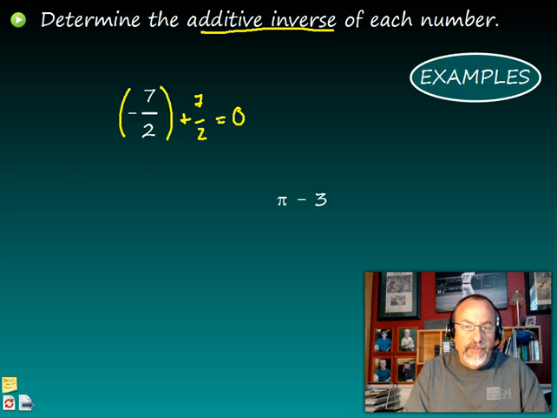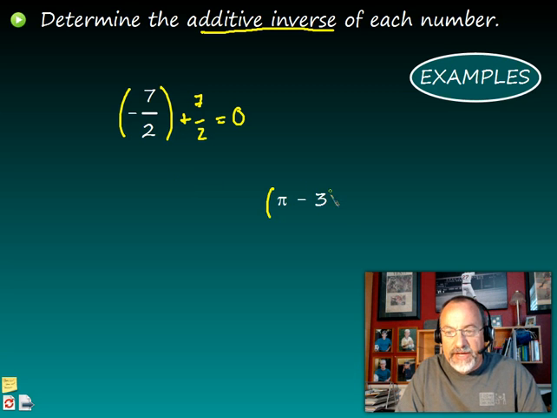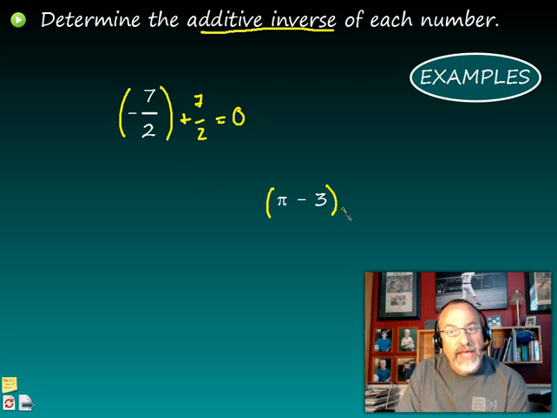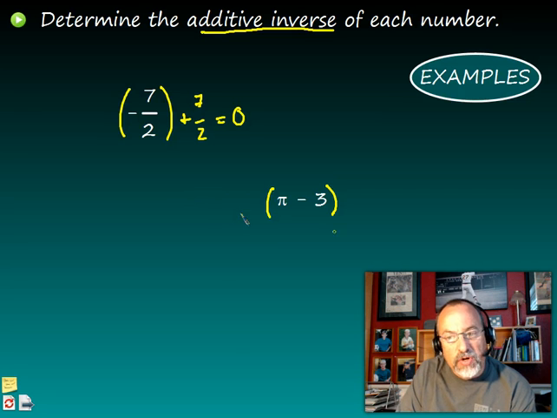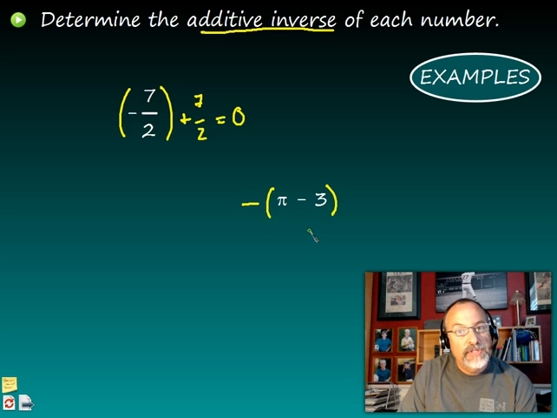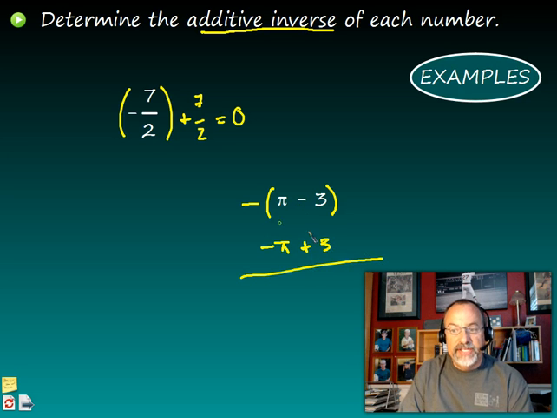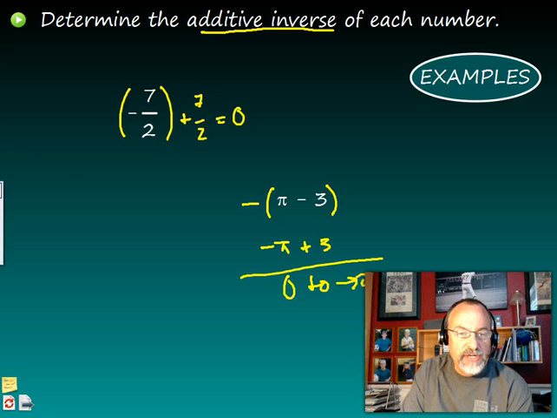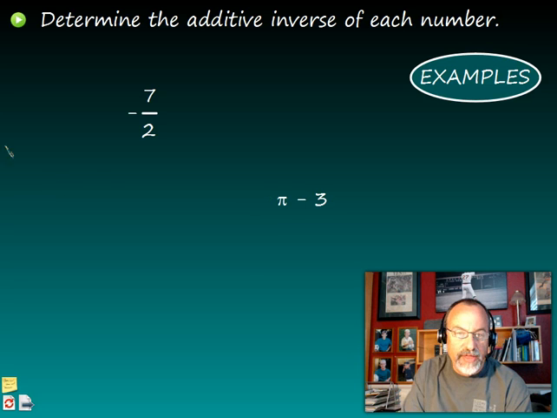Whenever you have something like this, you want to imagine parentheses around it. What would be the additive inverse? Remember, it has to equal 0, so really I just put a negative sign in front, and I take the opposite of both. So the opposite of pi is -pi, and the opposite of -3 is +3. If I add these together, -pi and pi would be 0. 3 and -3 is 0, so I actually get 0. So again, we just take the opposite of everything when we have something like that.